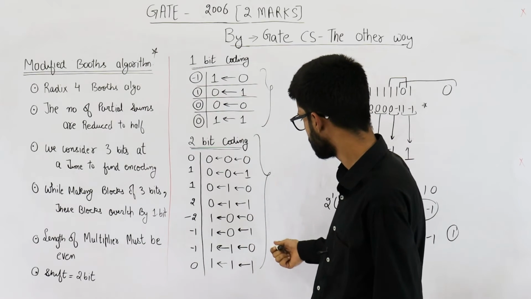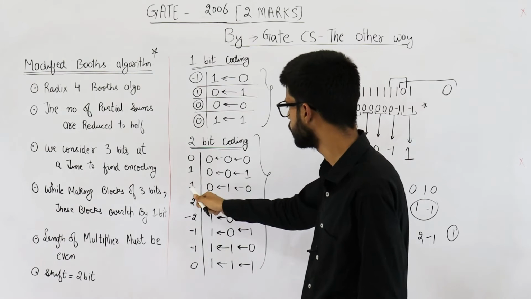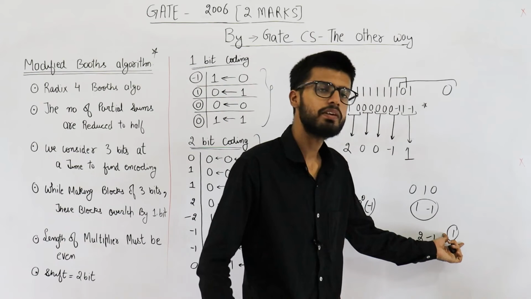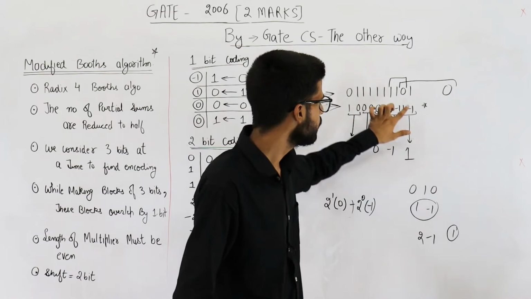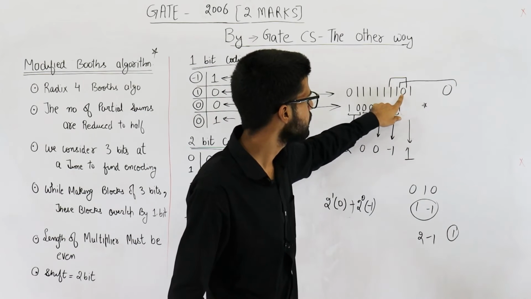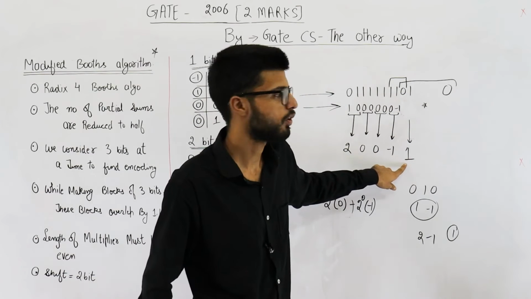0, 1, 0, where is it? 0, 1, 0, we are going to write 1. Okay, this is how we actually got that one. Now we can just skip this step. The first group is 0, 1, 0. Simply write a 1 for this.